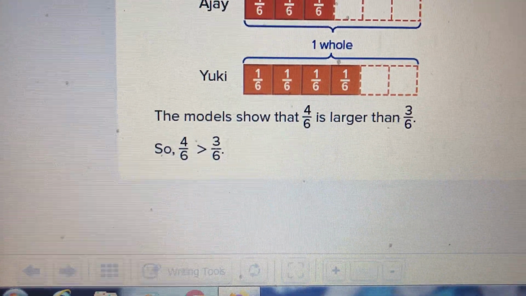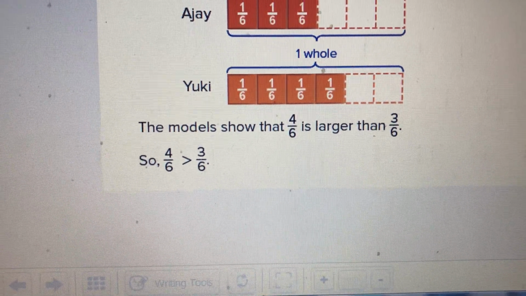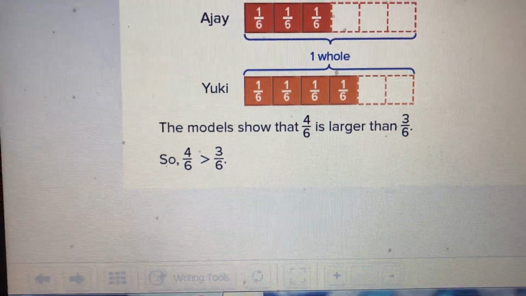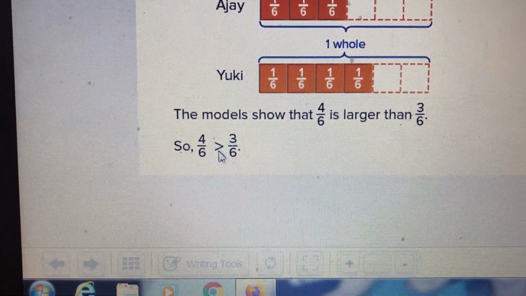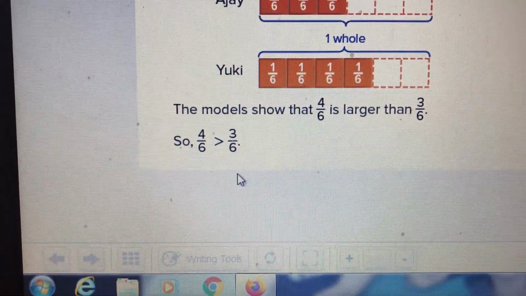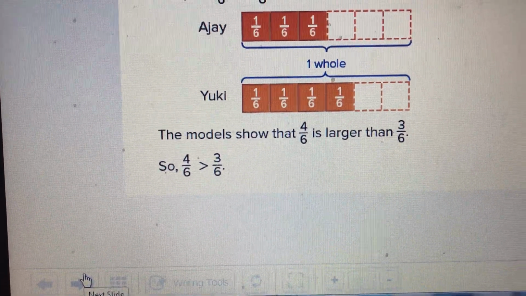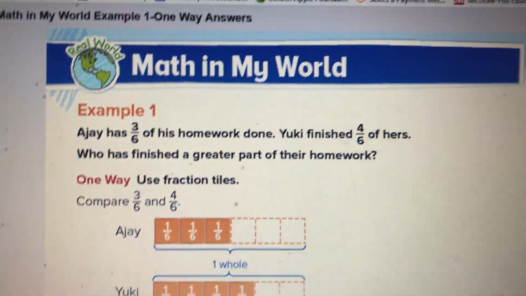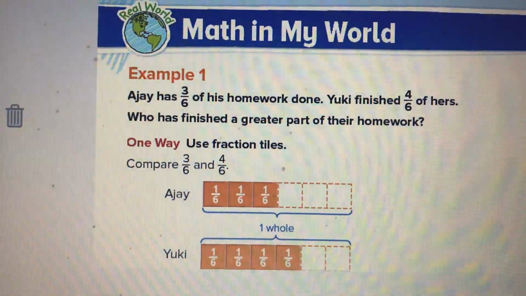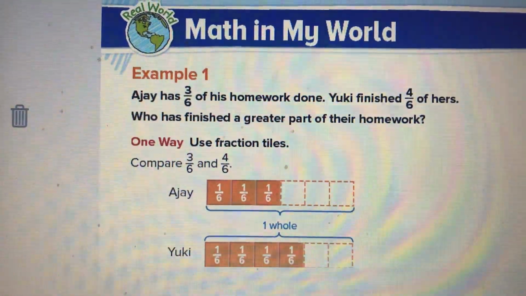So here's what I want to say here. We're going to show this and say that 4/6 is greater than 3/6. Don't forget what that means. This symbol means greater than. If it was facing the other way, it would mean less than. And don't forget, we're also going to use equal to. Okay, you can see who has the greater part of their homework finished.